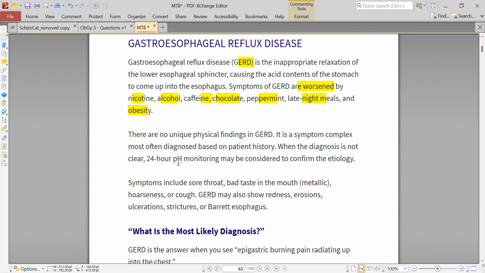GERD is actually complex and most often diagnosed by 24-hour pH monitoring. So this 24-hour pH monitoring actually confirms the diagnosis. Symptoms of GERD can be a sore throat, a bad taste, a metallic taste, hoarseness of the voice, or cough. GERD may also show redness, erosions, ulcerations, strictures, and a paraesophageal hernia.